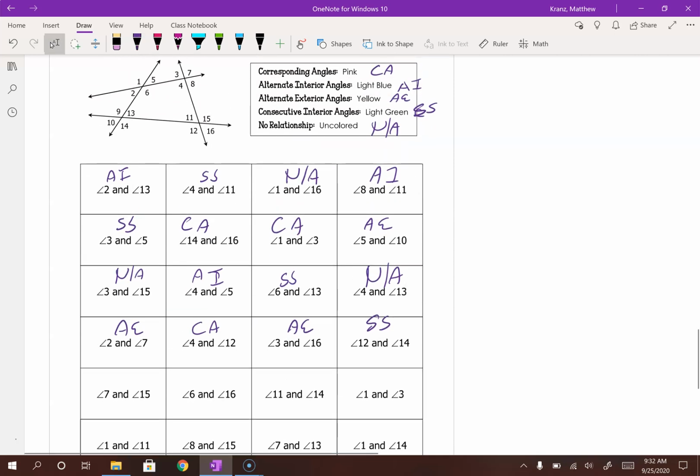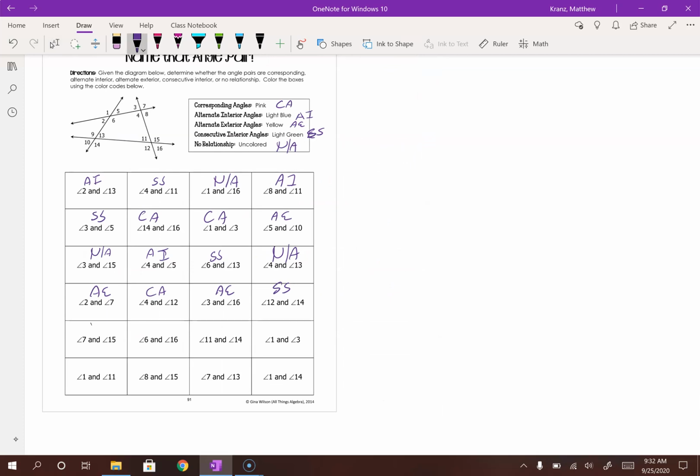7 and 15, those are corresponding angles. They're both top right. 6 and 16, they have no relationship. 11 and 14, those are alternate interior angles. We have 1 and 3, those are corresponding angles. They're both on the top left. 1 and 11, they're diagonal on different transversals, so no relationship. 8 and 15, those are same side interior. 7 and 13, no relationship. They are not on the same transversal. And 1 and 14 are alternate exterior.